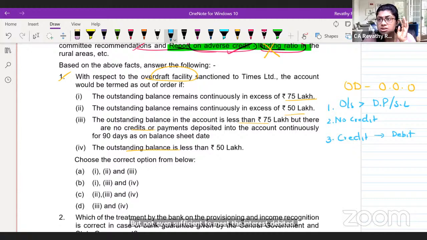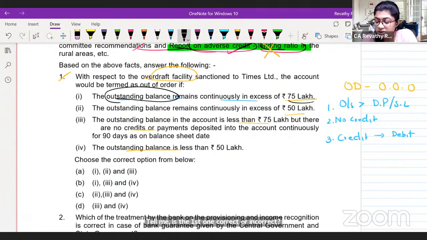Either of these conditions comes, it will be out of order. And am I right? Now, guys, tell me, is the first one correct or incorrect? Outstanding balance is in excess of 75 lakh, which is the sanction limit. It is correct.